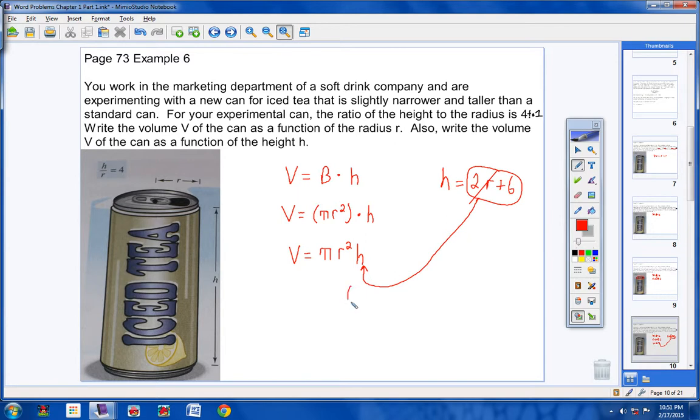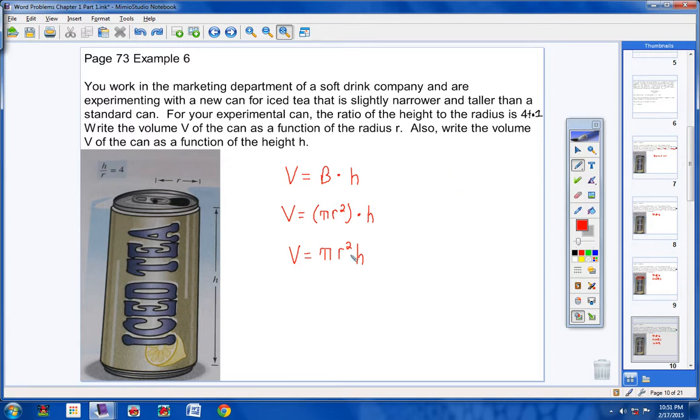And then I would have everything in terms of what? R. Because right here for h I would have 2r plus 6. So all my unknowns over here would be r. So do you see what I'm trying to do? If I can somehow get an equation over here that has h and r in it, then I can work with that. Now, Mr. Earhart, how'd you know it was h and r?